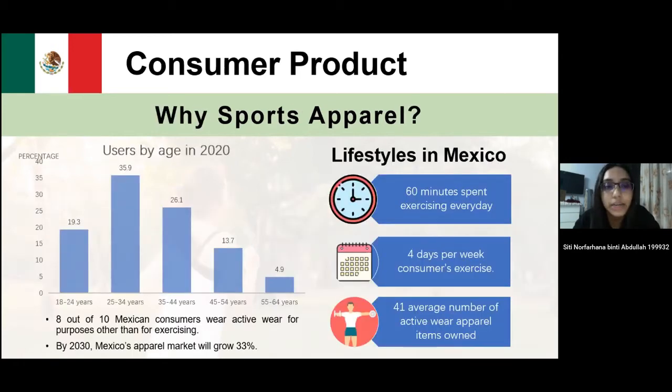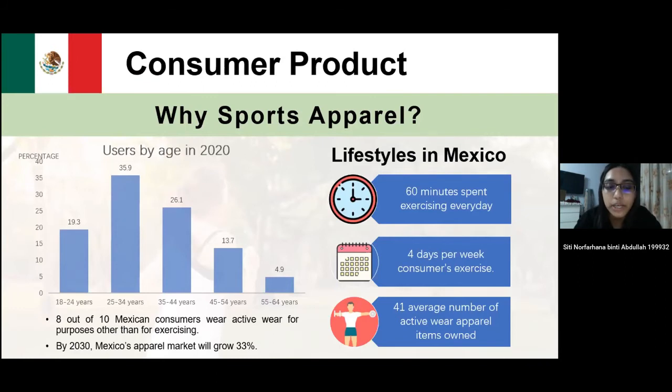As you can see, the bar chart shows users by age in 2020. 18 to 24 years old are 19.3% of Mexican people, 25 to 34 years old 35.9%, 35 to 44 years old 26.1%, 45 to 54 years old 13.7%, and 55 to 64 years old 4.9%. This shows that the age group with the highest share is 25 to 34 years old, which is the age group we are targeting.